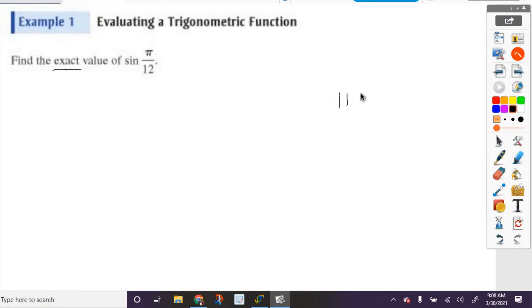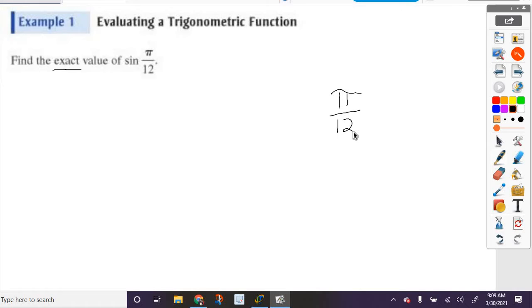So we have pi over 12. So we're going to try and find 2 angles that when we add or subtract them, we get pi over 12. Now, the key here is that we want those 2 angles to be from our unit circle. And so if we think about it, we could try and use pi over 6's, but if I add pi over 6 plus pi over 6, that would give me 2 pi over 6, which would just be pi over 3, so that doesn't work.